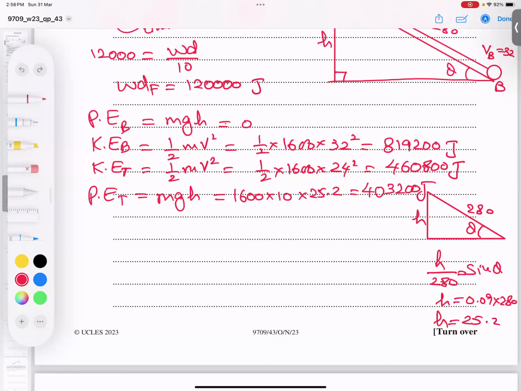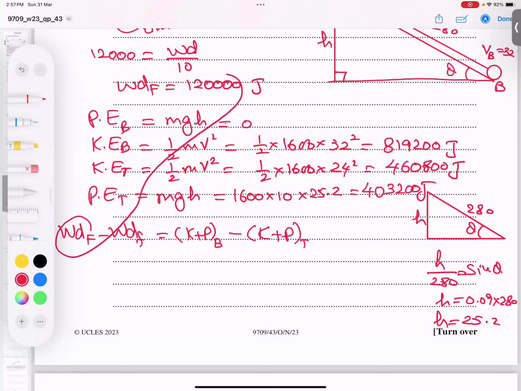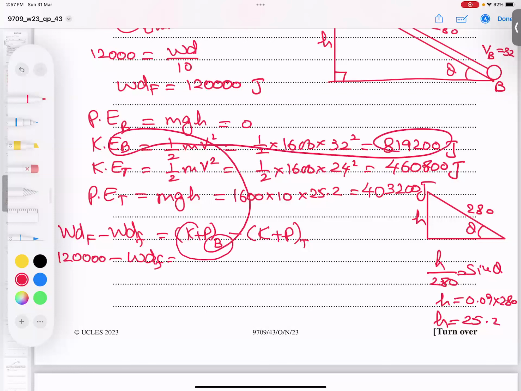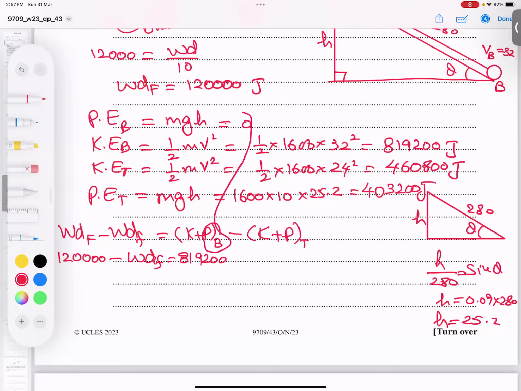Applying the magic formula. What is the magic formula? You know it very well. Work done by applied force, work done by frictional force, equals kinetic energy plus potential energy at the end point, the bottom B, minus kinetic energy plus potential energy at the starting point, T for top. And this one is given. So I'm plugging in the numbers, 1, 2, 4 zeros. This is the target to achieve, I'm leaving it as it is. Kinetic energy at B is very clear, this much, 819200. Potential energy at the bottom is 0, so no need to write. Kinetic energy at the top is this much, but make sure of the outside negative sign.